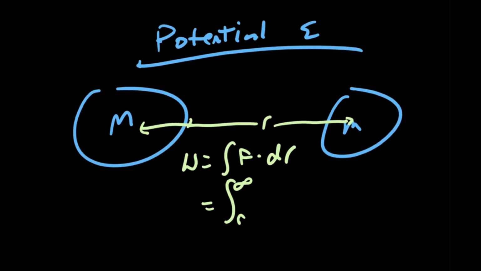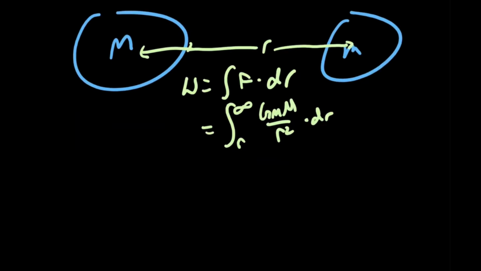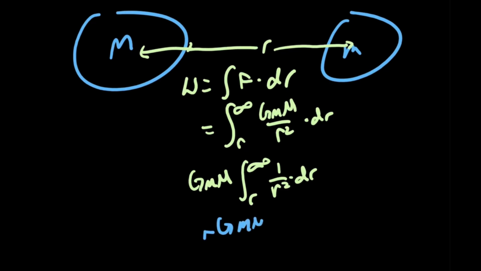And we are going to integrate the gravitational force, right? We're going to get GMm over r squared dot dr in here. Obviously, we can take out these constants. So what we're going to get is GMm times the integral from r to infinity of 1 over r squared dr. And what are we going to get from this result? Well, we're going to get negative GMm over infinity plus GMm over r.